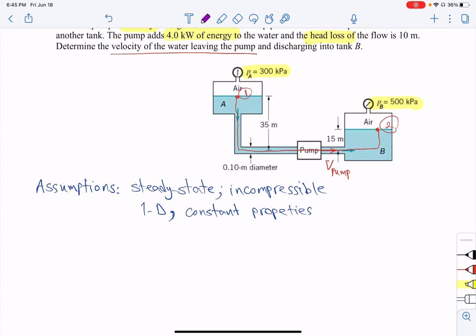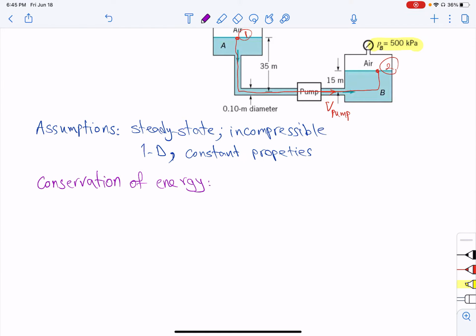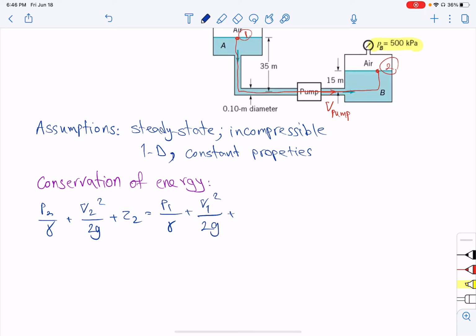So I'm going to use the conservation of energy. The reason that I'm not using the Bernoulli equation is that we have loss and we have work. So it means that we cannot use the Bernoulli equation. So now we need to use the conservation of energy, and if I write it down from point 1 to 2, this is the formula that we have. Right? And now let's see what we have here.